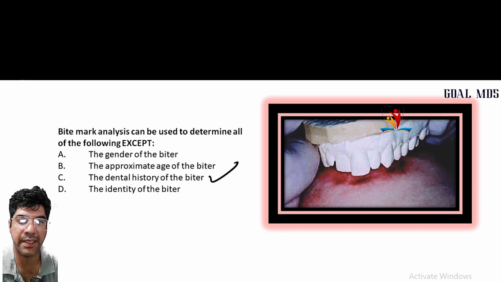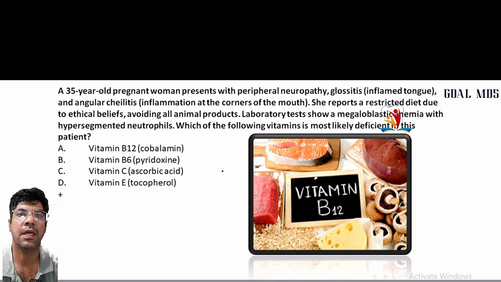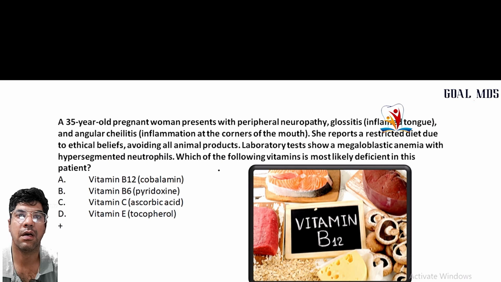Third is the dental history of the biter. So the dental history cannot be identified. The dental history of the biter cannot be identified. The identity of the biter, yes, it can be identified through all the following methods.